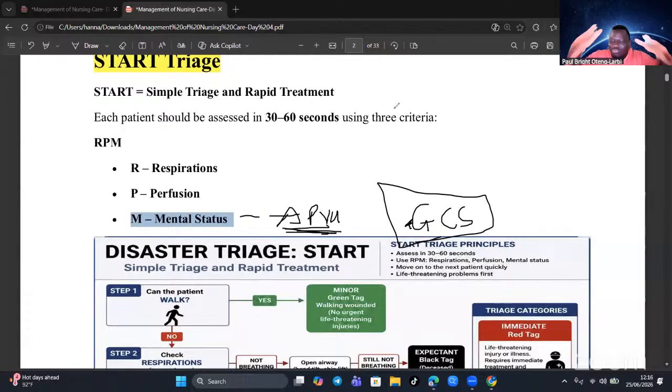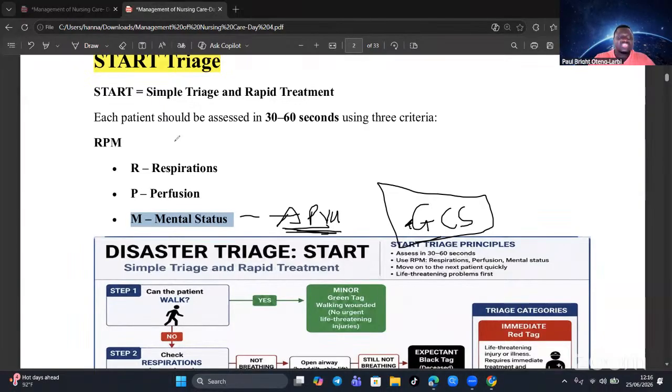GCS is for a patient lying on the ward or a patient who has come to the ER. We are taking care of this patient. We are not in a rush to make any clinical decision. Let me take our time to use GCS to assess the mental status or the responsiveness of this patient. But in emergency situation where we have only 60 seconds, mental status assessment, AVPU, sharp, move on.